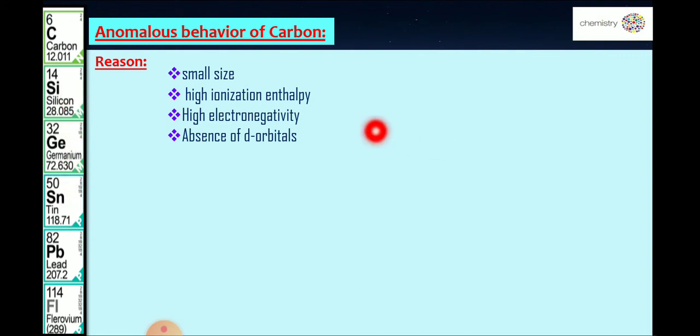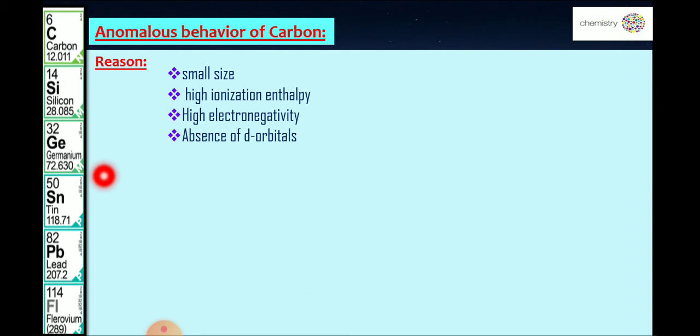What's the reason? Again, when you move down, what happens to the size? Increases. That means carbon has small atomic size, small covalent radius. When you move down, ionization enthalpy decreases. We know this concept. Since it decreases down the group, where will the highest be? Definitely carbon has high ionization enthalpy.